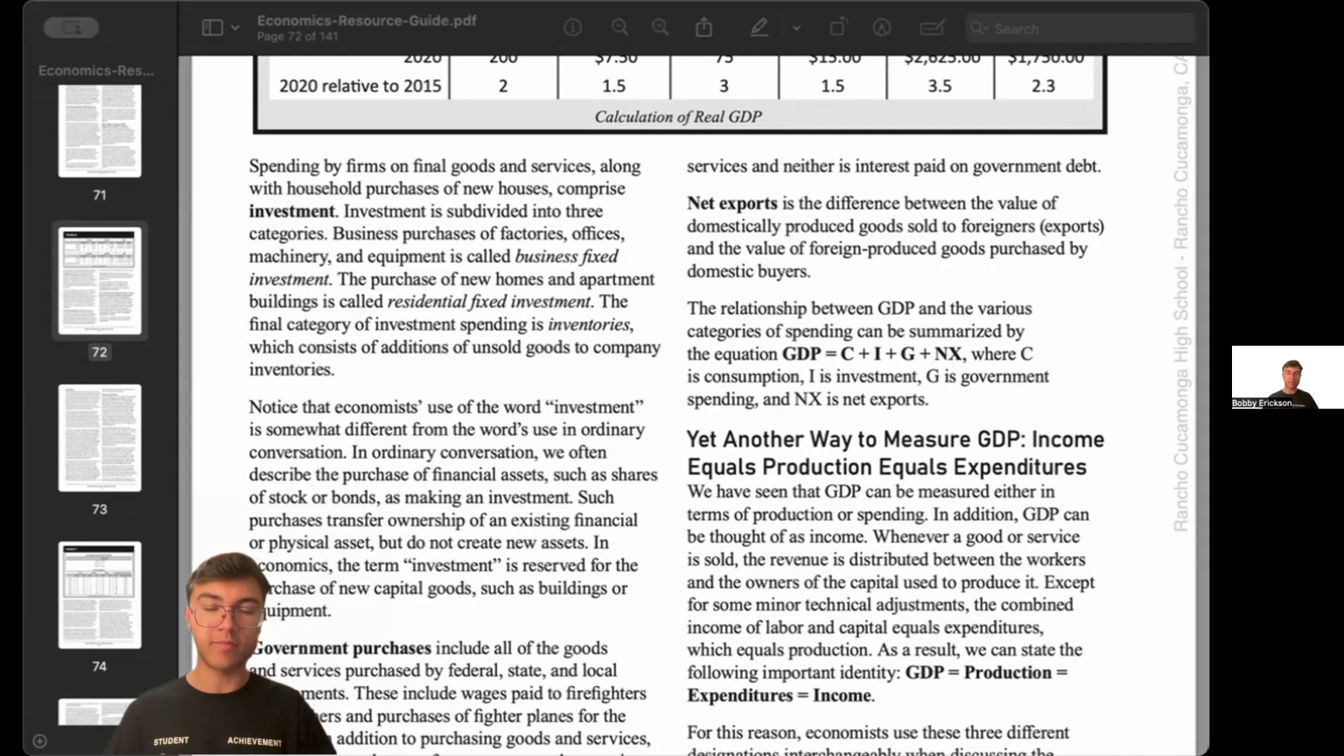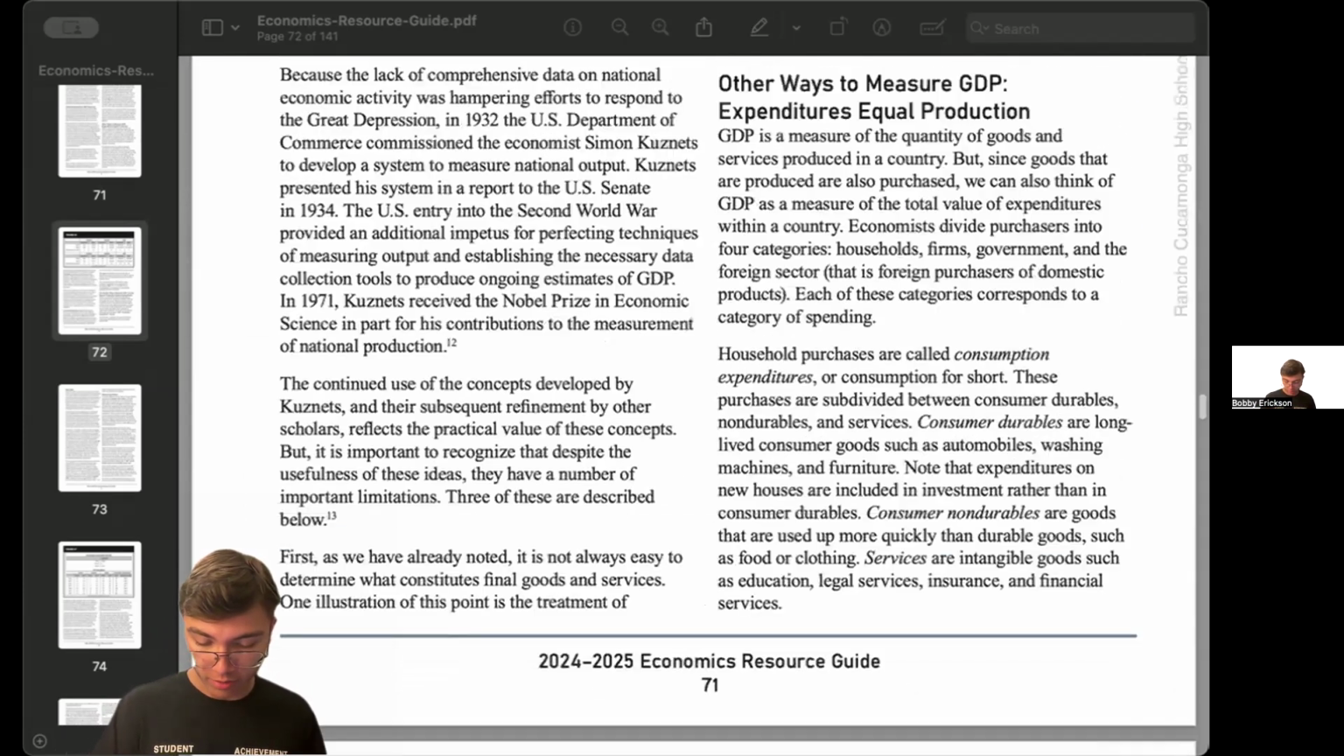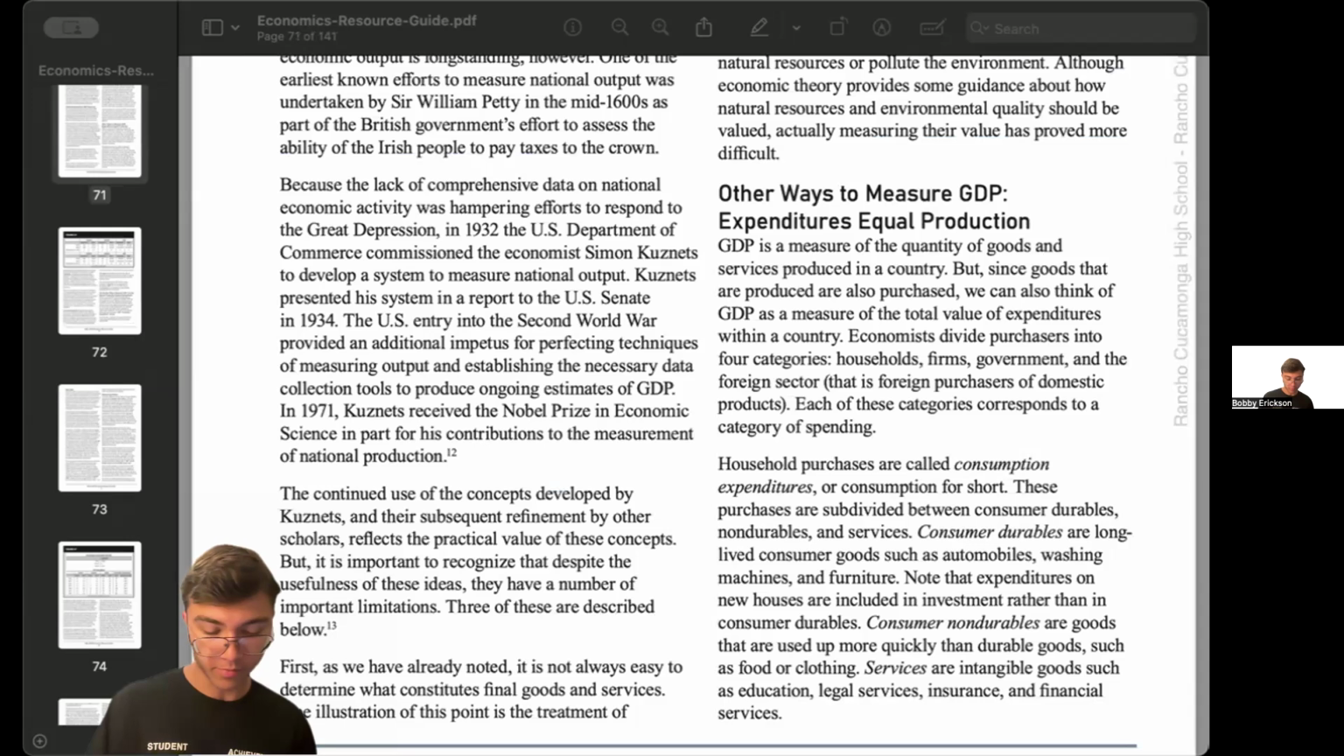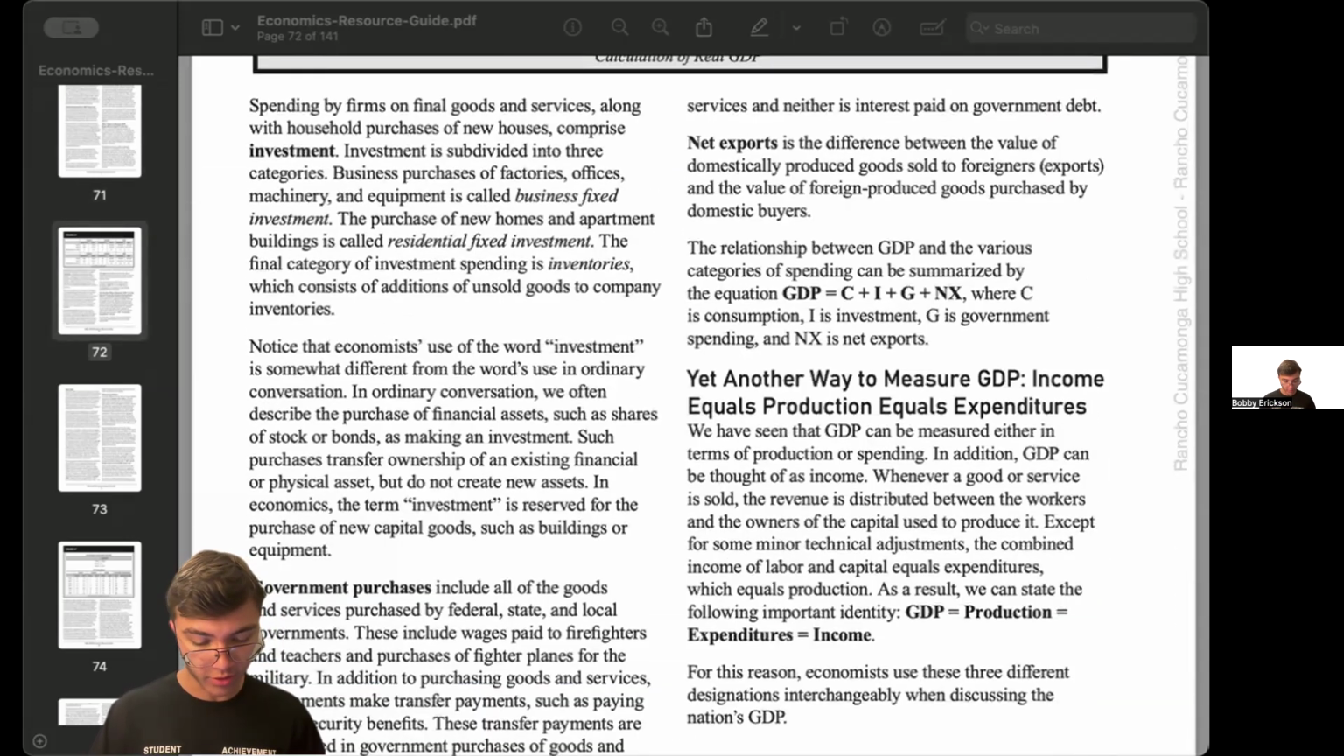You should be able to distinguish these because the businesses are investing in things versus residential fixed investment is where different people are investing in resident homes. And so then we have the inventories, which are all additions of unsold goods to company inventories. So if we are using this idea of consumption and investment and all of this expenditure approach, as we'll get to later, if we say that expenditures equal production, then we can say that all the unsold goods that are added to company inventories are considered part of the GDP here.